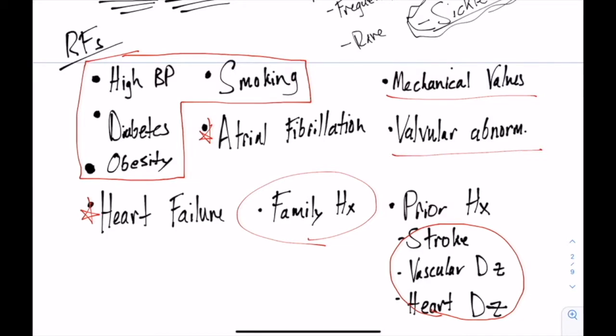Mechanical valves tend to shear red blood cells. When a red blood cell is sheared or broken, it releases chemicals. These chemicals signal to the body that there's damage. Anytime the body detects damage, it wants to then clot. Valvular abnormalities, these are scar tissue or vegetations that form on the valves.